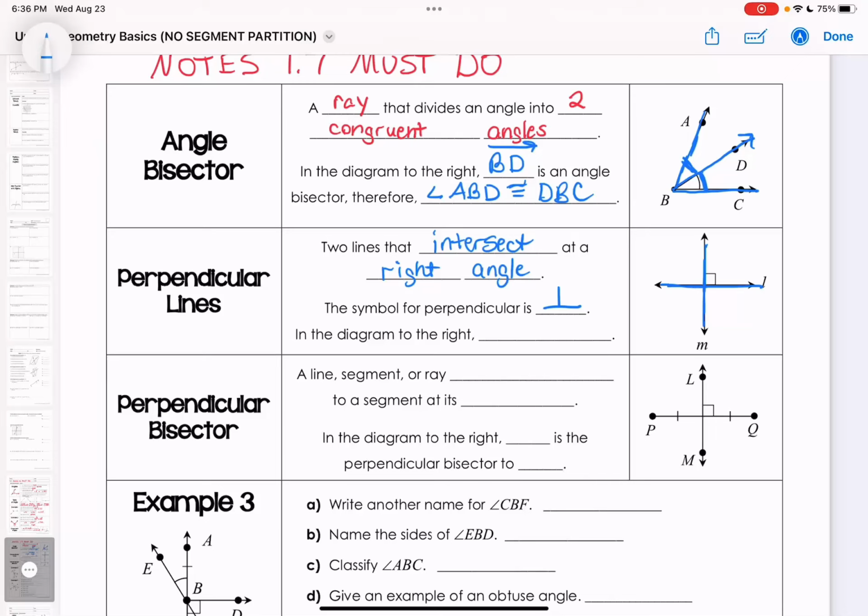So in the diagram to the right, we have line L. This is in italics. I'm writing it in cursive. So we'd say line L is perpendicular to line M.